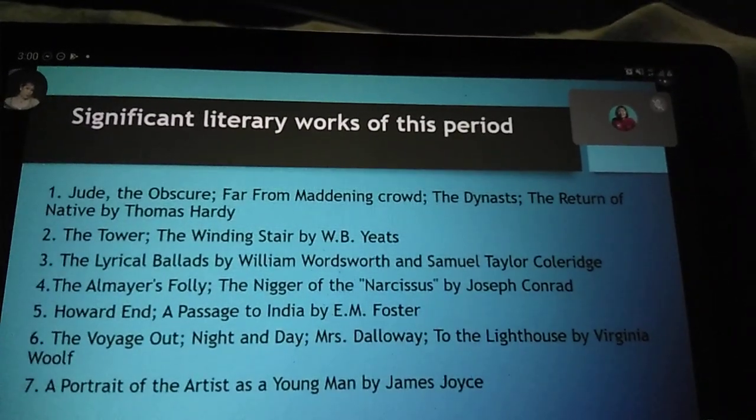Significant works of this period: Jude the Obscure, Far from the Madding Crowd, The Dynasts, The Return of the Native by Thomas Hardy, The Tower, The Winding Stair by W. B. Yeats, Almayer's Folly, The Nigger of the Narcissus by Joseph Conrad, Howards End and A Passage to India by E. M. Forster, The Voyage Out, Night and Day, Mrs. Dalloway, To the Lighthouse by Virginia Woolf, A Portrait of the Artist as a Young Man by James Joyce.